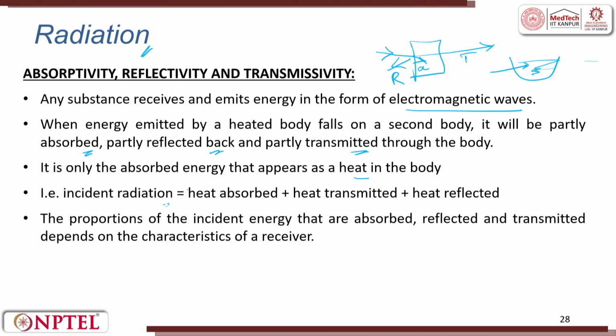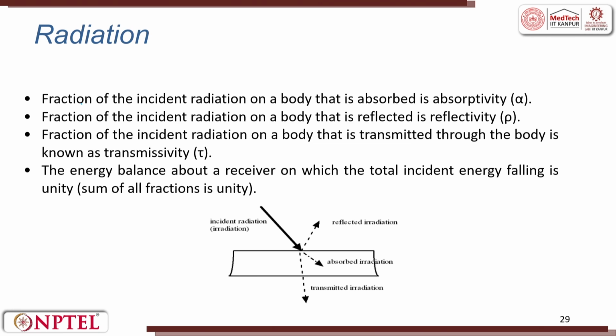The incident radiation is equal to absorption plus transmission and reflection. The proportion of the incident energy that is absorbed, reflected and transmitted depends on the characteristics of the receiver. The fraction of the incident radiation on the body that is absorbed is the absorptivity, denoted A or alpha. What gets reflected is called rho, and what gets transmitted is called tau.